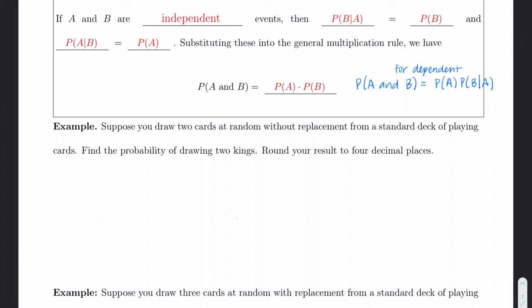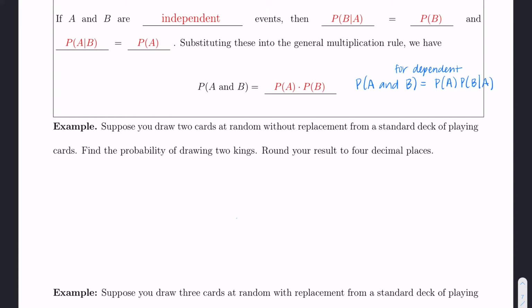One thing I want to point out is that the reason I am allowed to write just the probability of B when my events are independent is because when they are independent, these two probabilities are equal to each other, and so I can make that substitution. But again, if they're not independent, I can't do that. And that's why I have two separate formulas.